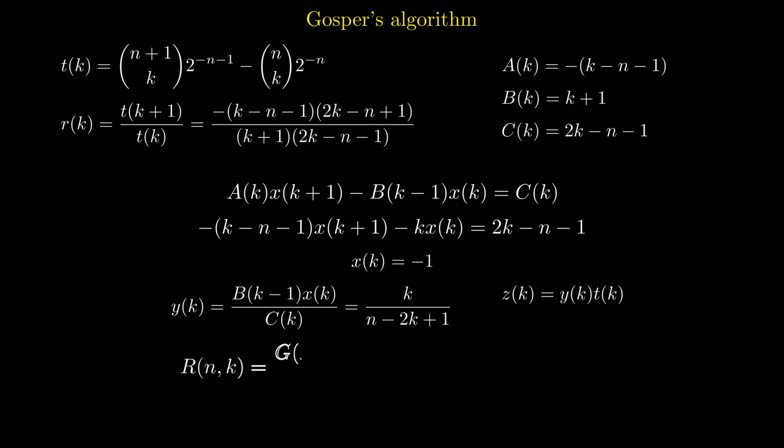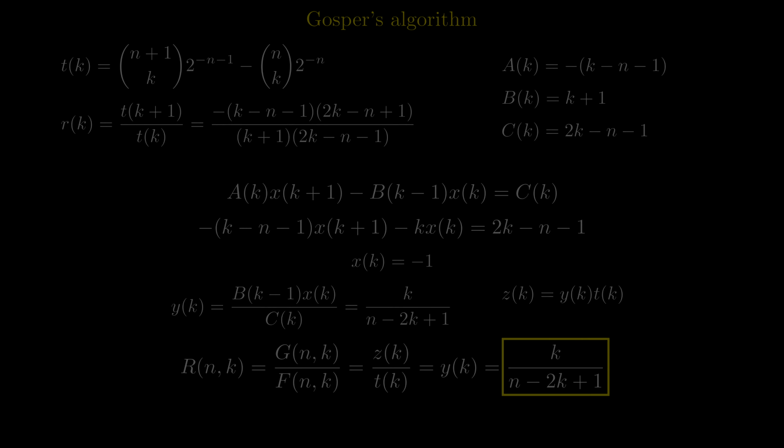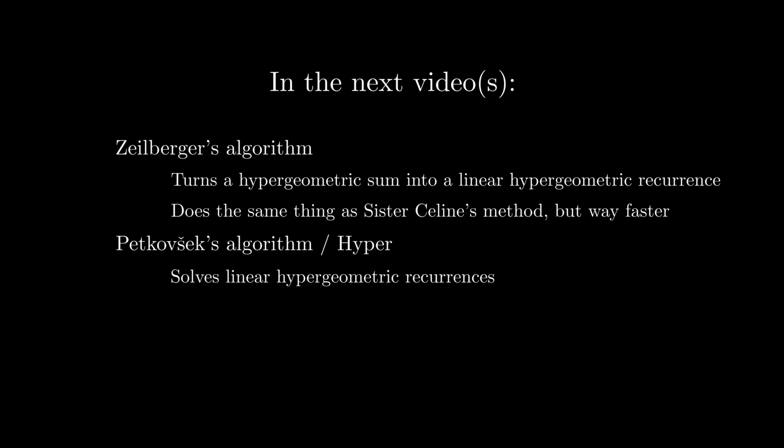Notice that since our proof certificate is g of n,k divided by f of n,k, g of n,k is just our z of k output, and f of n,k is just our t of k input, the ratio z of k divided by t of k, which we define y of k to be, is the rational function that is our proof certificate. So that was a lot to digest, but hopefully this made a lot of the intuition from the previous video clearer. In the next video or two, we will look at the faster algorithm for obtaining recurrences and then solving the recurrences.